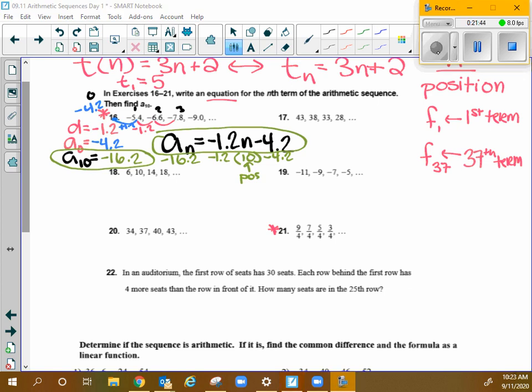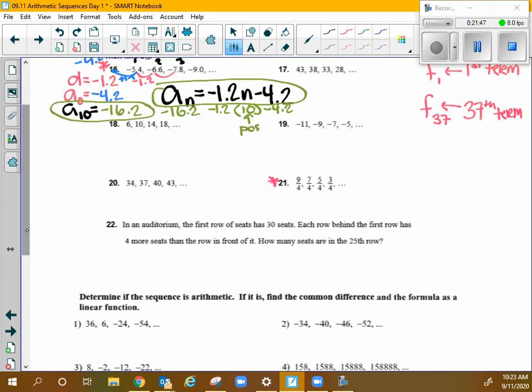All right. So looking at number 21, we need a common difference. We need a zero term. 9/4, 7/4, 5/4, 3/4. What's my common difference? Minus 4, which is 4. Minus 4. Minus 4. Minus 2/4. So that's 1/2. Negative 1/2. Very good. So my common difference is negative 1/2, which means I can start my equation over here with negative 1/2 n.